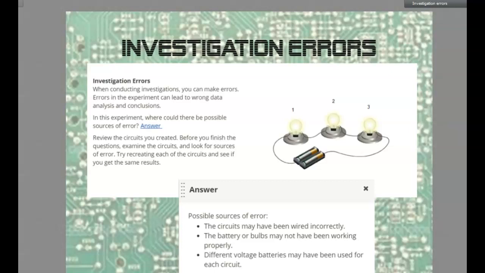When conducting investigations, you can make errors. Errors in the experiment can lead to wrong data. So in this experiment, it's asking what could be the possible sources of error. A couple of things. One, the circuits may have been wired incorrectly. The battery or bulbs may not have been working properly, or you could have used different voltage batteries. So those are a couple of things to look at.